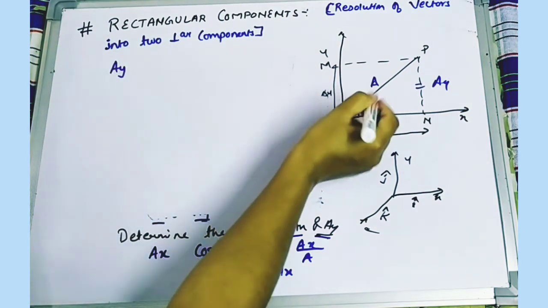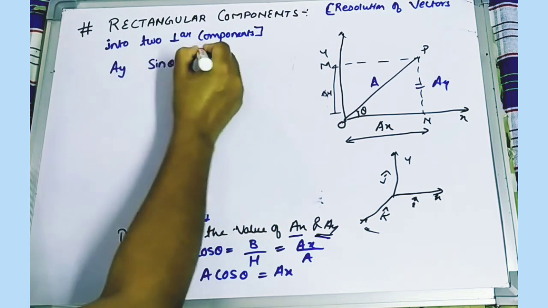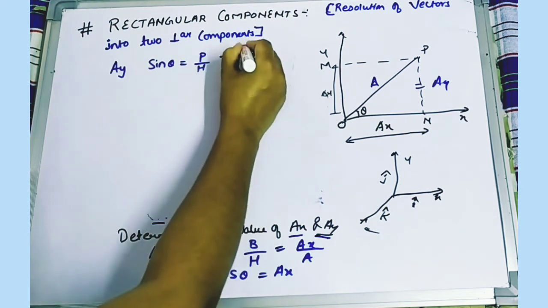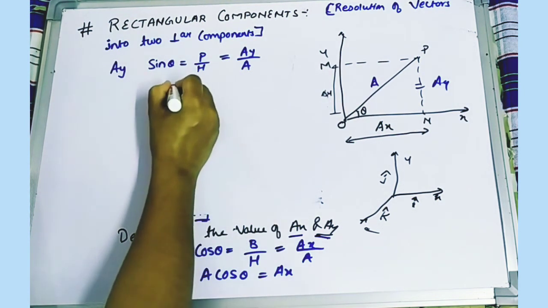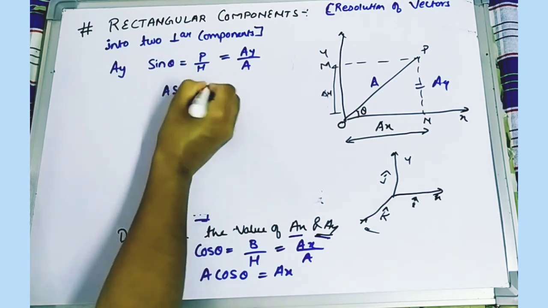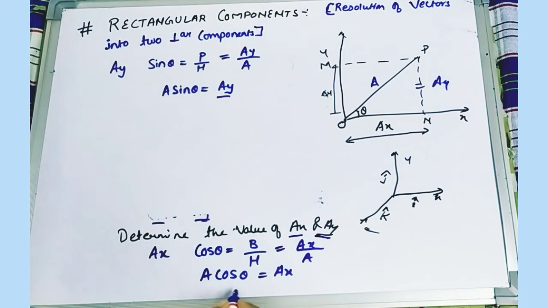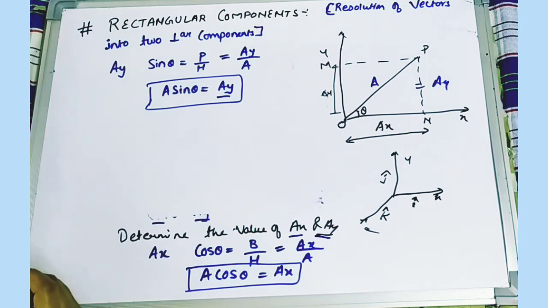Now I need to find the value of AY also. For finding AY, again I will use the same triangle. Sin theta is equal to what? That is perpendicular upon hypotenuse. What is your perpendicular? That is AY. What is your hypotenuse? A. So we found A sin theta is equal to AY, right? So I have got my value of AY and my value of AX.